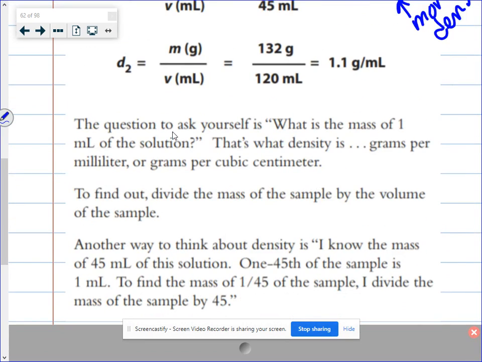Then it says the question to ask yourself is, what is the mass of 1 milliliter of the solution? That's essentially what density is. So per milliliter means per 1 milliliter. It means that there's 1.1 grams in there. Now you're going to see grams per milliliter or grams per cubic centimeter. You see right here where it says cubic centimeter.